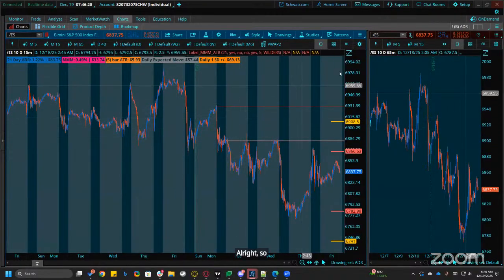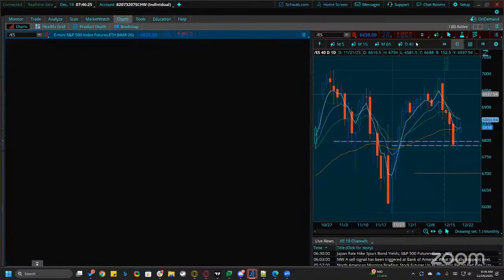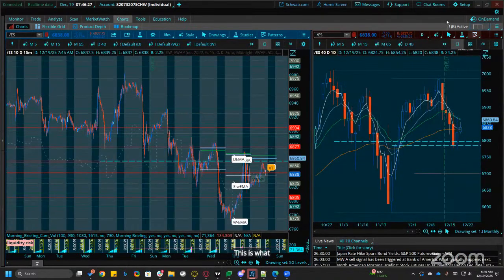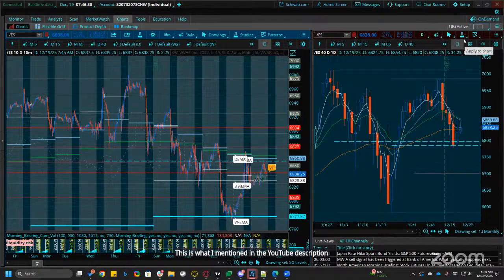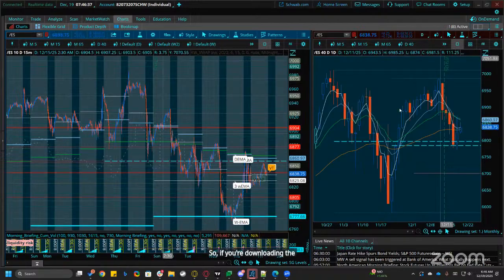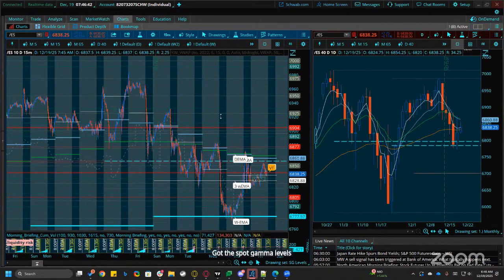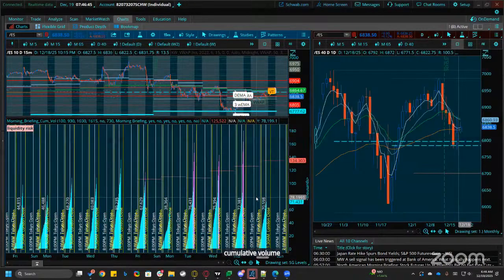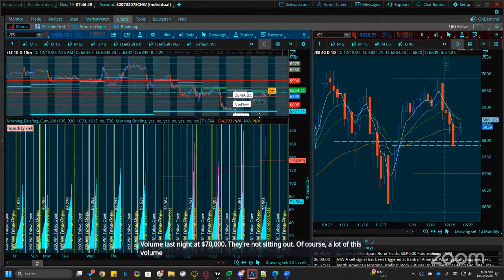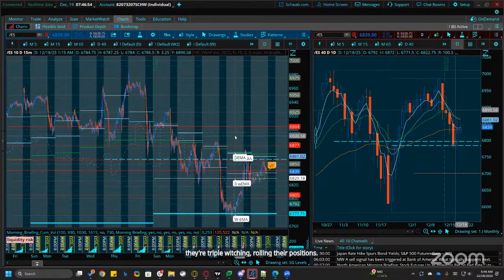All right, so this is what I mentioned in the YouTube description to keep your eye on, the upper right part of my chart as I'm working through Thinkorswim. So if you're downloading the quote active chart, it's this one. Got the spot gamma levels and the overnight cumulative volume. Volume last night, 70,000. They're not sitting out. Of course, a lot of this volume is likely attributed to the roll. They're triple witching, rolling their positions.